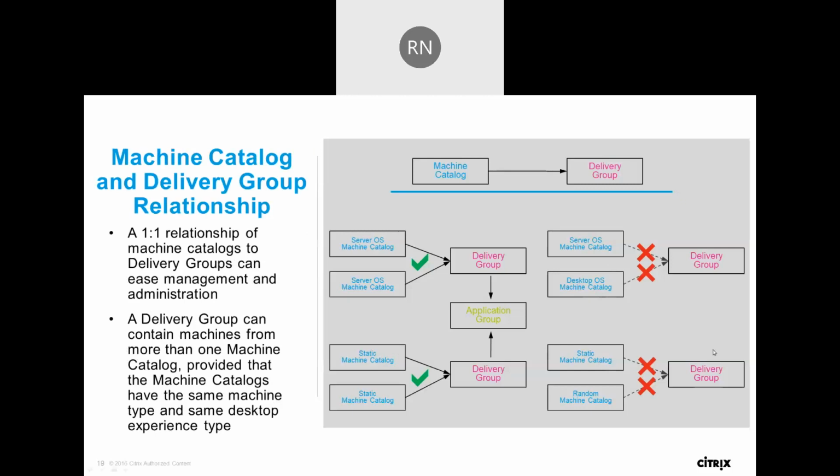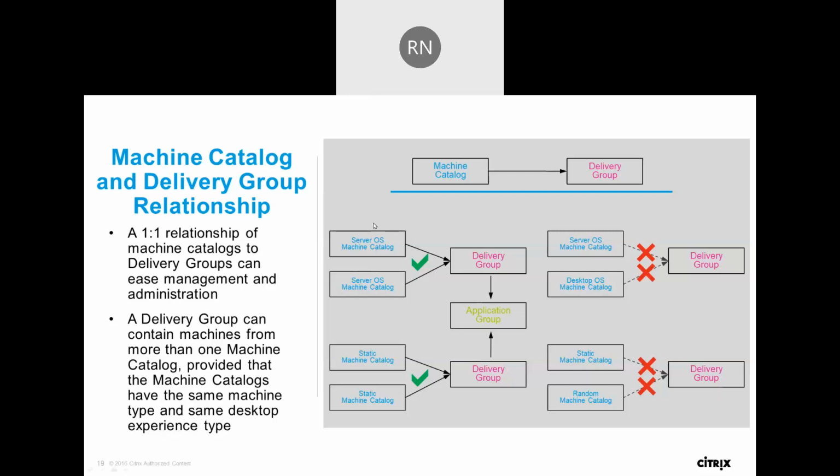Next, this is the relationship between the machine catalog and the delivery group. A minimum of one machine catalog is required to create a delivery group. Without a machine catalog, a delivery group cannot be created. At least a 1:1 relationship is required. And second point, a delivery group can be created across two machine catalogs. That means a single delivery group can club the resources of one machine catalog with another. But the condition is very, very important.